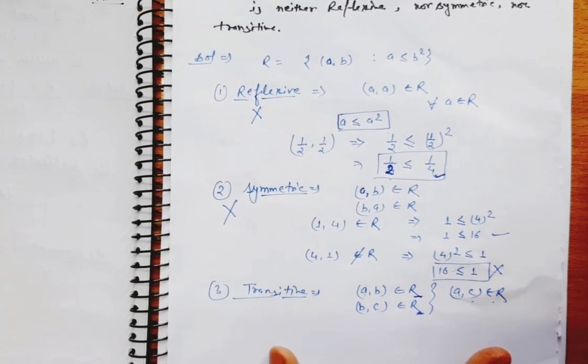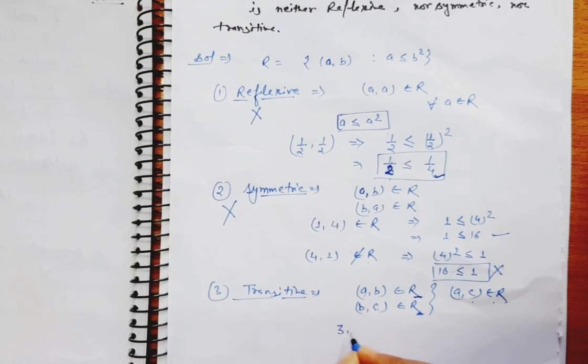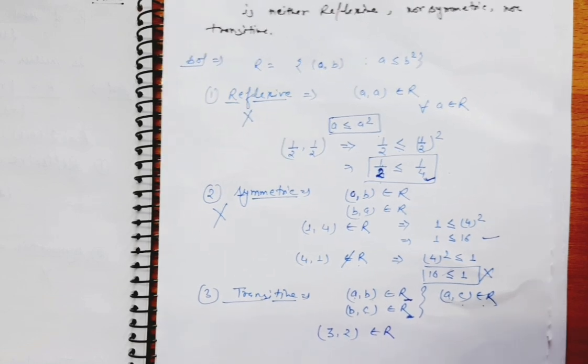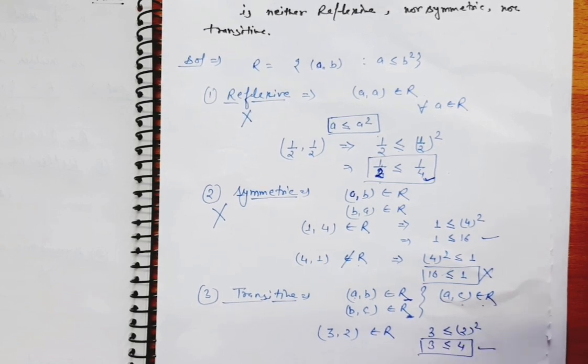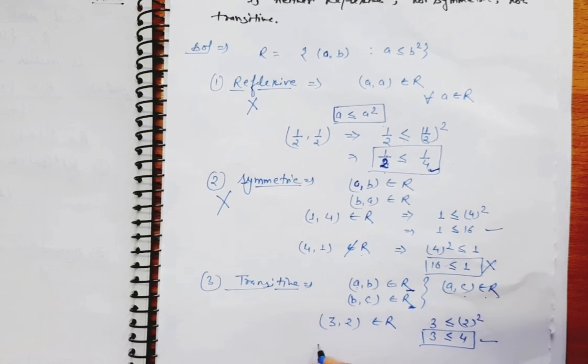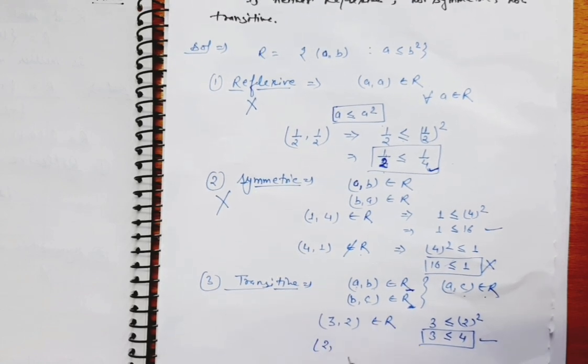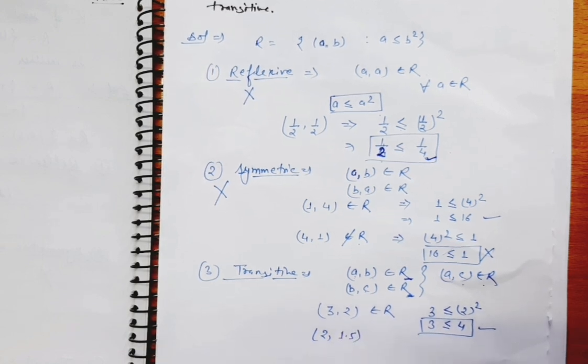Now if we check any example, let's take (3, 2) which belongs to set R. Let's check the condition. Does (3, 2) belong to R or not? 3 is less than or equal to 2 square. So 3 is less than or equal to 4. Yes, the condition is true. Now take another example, (2, b) with some number. Let's take 1.5 because it is the real number set. We can take any value which belongs to R. Let's check this.